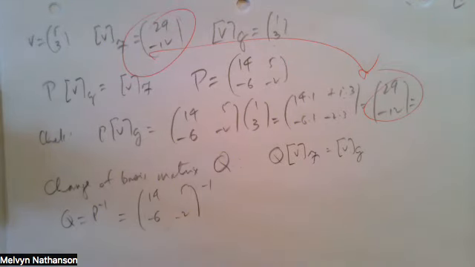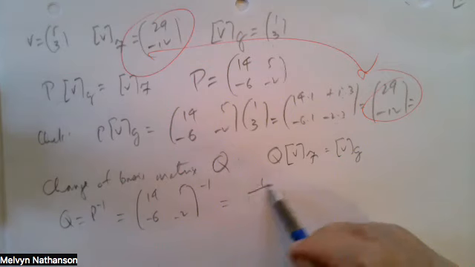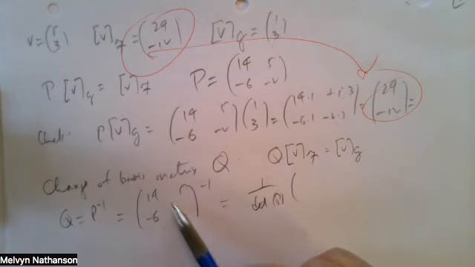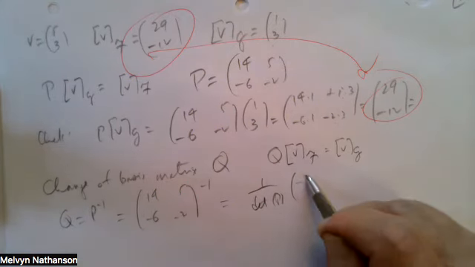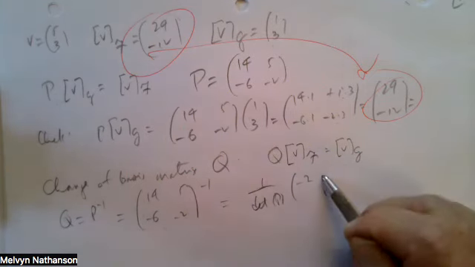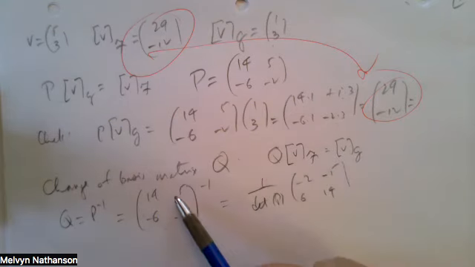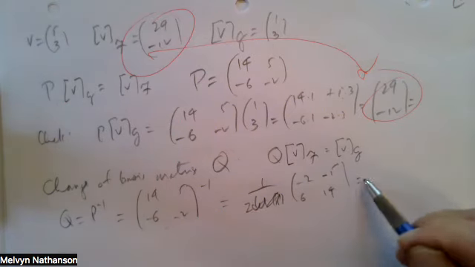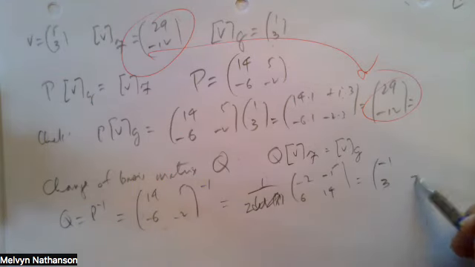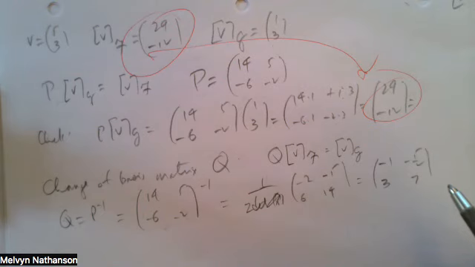And we actually have a formula for the inverse of a 2 by 2 matrix. It's 1 over the determinant of P times the matrix you get by interchanging the main diagonal elements, minus 2, 14, and changing the sign of the off diagonal elements, minus 5, 6. The determinant is minus 28 minus minus 30, which is 2. So this is a half. So if you multiply this matrix by a half, you get minus 1, 3, 5 halves, minus 7.